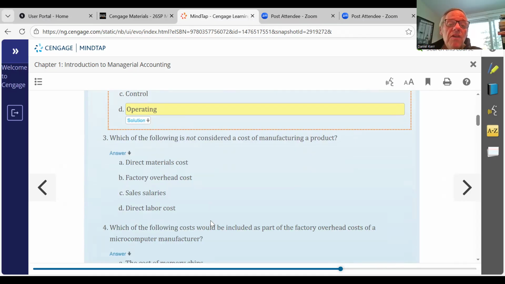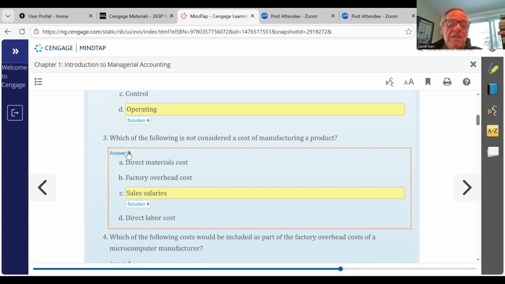Number 3, which of the following is not considered part of the cost of the product? Well, the cost of a product includes direct materials. It includes factory overhead. It includes direct labor cost. The one that is not included is sales salary. So more generally, the cost of manufacturing product includes materials, labor, and overhead. So direct labor, factory overhead costs is 1, direct materials is 1, and direct labor is 1. So the one that is not considered would be C, sales salary. Sales salaries are important, but they're not part of the cost of manufacturing.